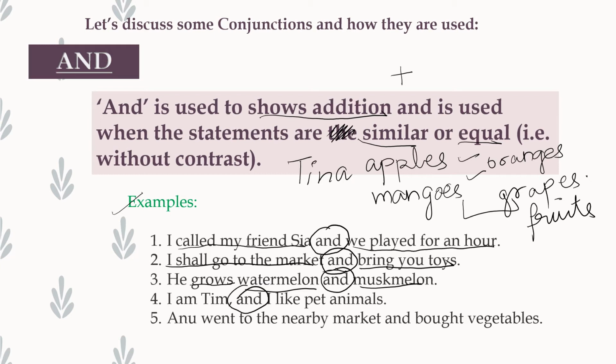Anu went to the nearby market and bought vegetables. So she went to this market and bought vegetables. There is no reason, कुछ opposite नहीं happen हो रहा है. That's why we are using and. So we have all seen and used and n number of times. So now we know and is a conjunction. And is the word that is used to join two sentences or two words that are similar, that are the same, and that are equal.